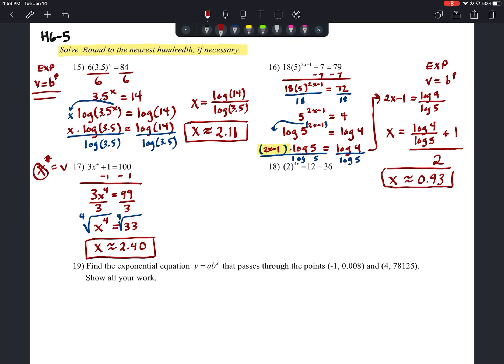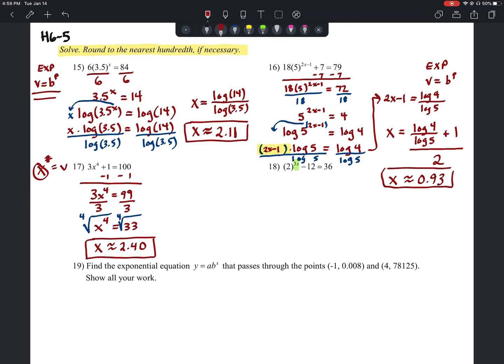And last but not least for this section, it's number 18. So same kind of things going on. We have 2 to the power of 3x minus 12 is equal to 36. So when we look at this one here, is this one more like 15 and 16, or is it more like 17? So our exponent is where the x is, so we're going to have to end up getting that x out of there. So this is more like 15 and 16.